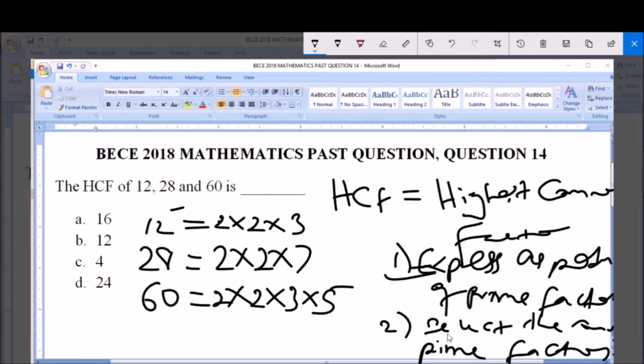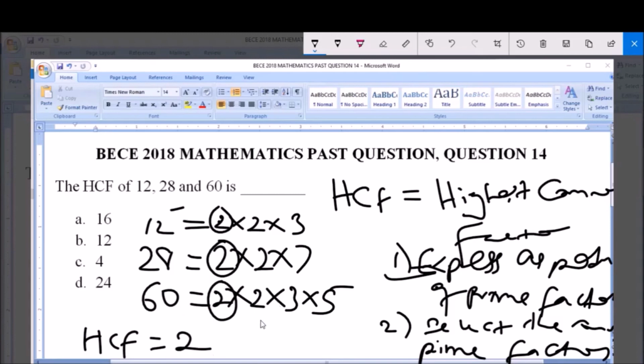The next thing now is to select the common prime factors. Now which of these prime factors are common? The common prime factor here is 2. It is common here, it is common here, and also common here. So we select the prime factor. So we say HCF is equal to, we have the first 2.